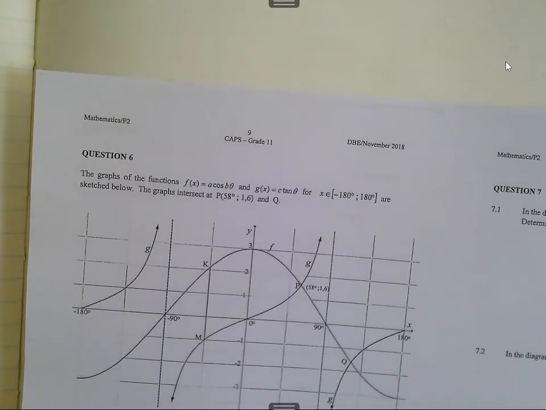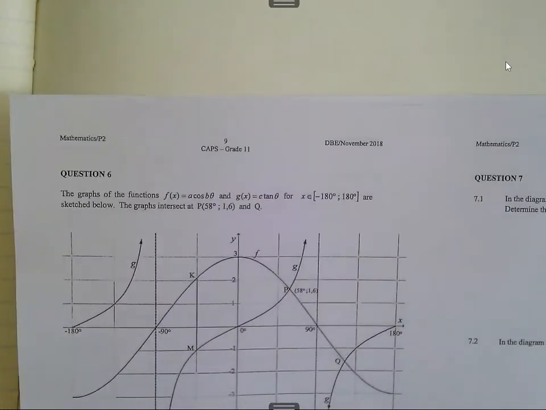Okay. Now let's look at these two graphs. We read the information there at the top. The graphs of the functions f of x equal to a cos b theta and g of x equal to c tan theta, for x element of negative 180 to 180, are sketched below. The graphs intersect at P, which is (58; 1,6), and Q.